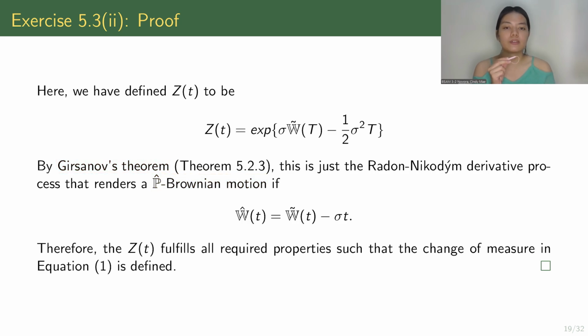Now, in the second equation on this page, as we can see in the next line, the new process W hat of T is defined as the original Brownian motion W tilde of T minus sigma times T. So this change of measure effectively shifts the drift of the Brownian motion. Therefore, it's this property where Z of T meets all the required criteria for this change of measure that makes it crucial for defining the change of measure in equation 1.